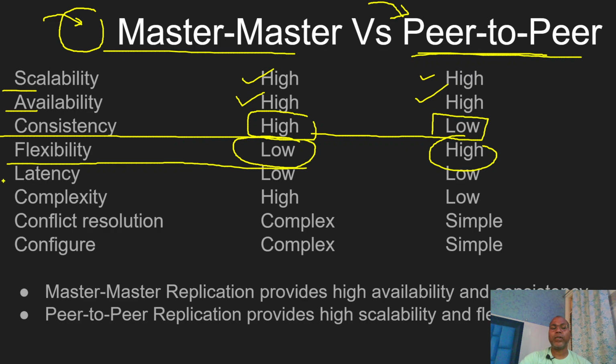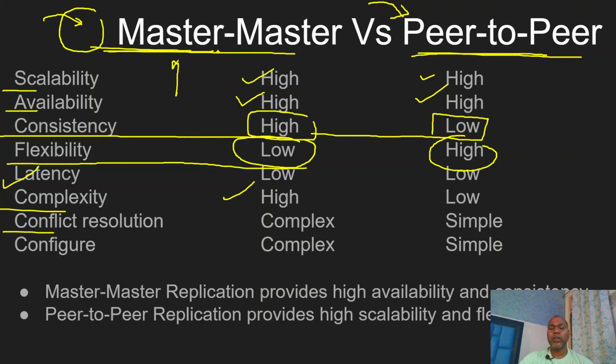And another parameter, latency, is low. If you talk about complexity, it is very high here, because master-to-master configuration has tough challenges in how to configure it, and peer-to-peer is very simple. Similarly, if some conflict happens, it is very complex to handle those conflict scenarios in master-to-master.